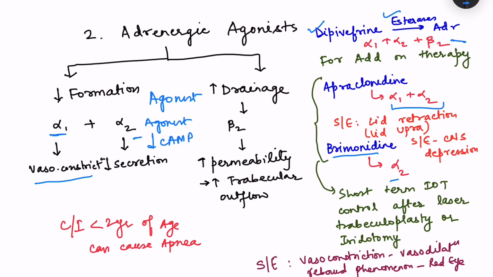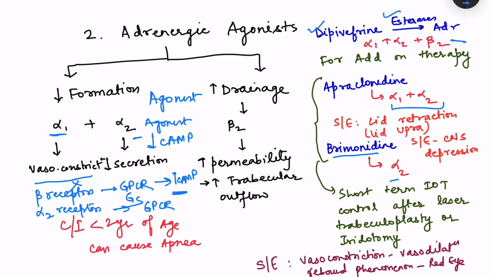Yes. Beta blockers decrease cAMP. Actually, what happens? The beta receptors are associated with G protein coupled receptors of Gs type, and this ultimately leads to stimulation of the adenyl cyclase enzyme and increased cAMP. So when we block the beta receptors, the cAMP decreases. On the other hand, these alpha 2 receptors, which are present on the ciliary epithelium, are associated with G protein coupled receptors of Gi type, inhibitory type. So they cause decreased stimulation of adenyl cyclase and hence they cause a decrease in cAMP.